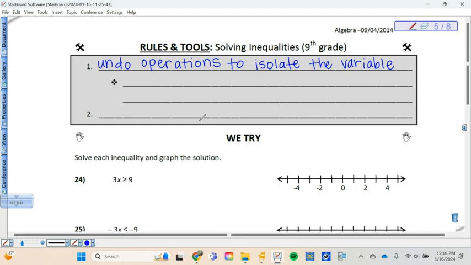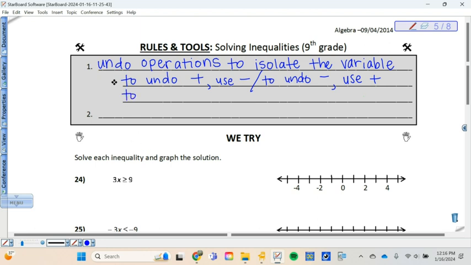Okay. So if I see an addition sign, if I see a plus sign, how do I undo addition? We subtract. To undo addition, use subtraction. I'm just going to use the symbols. So to undo plus, use minus. Okay. And therefore, to undo subtraction, what do we use? Use addition. Right?